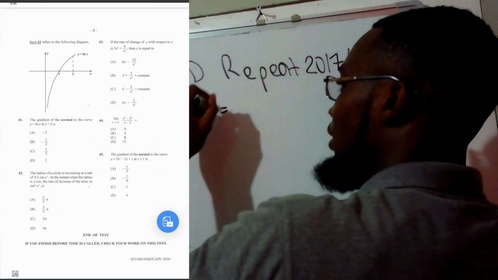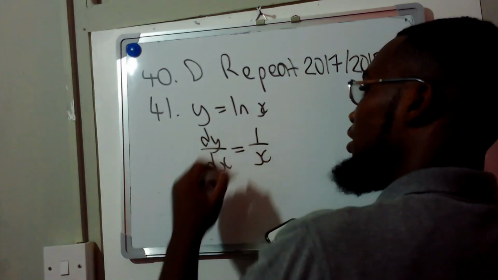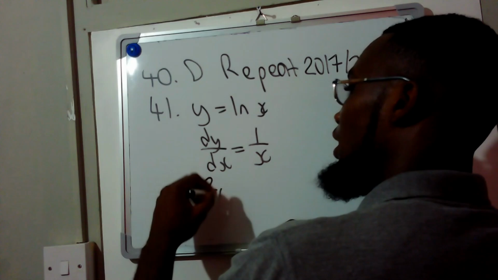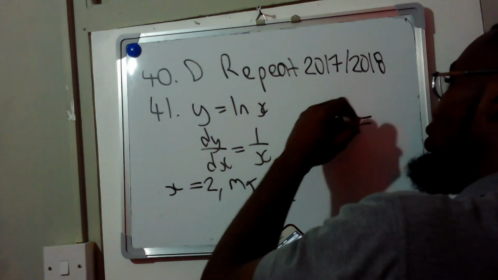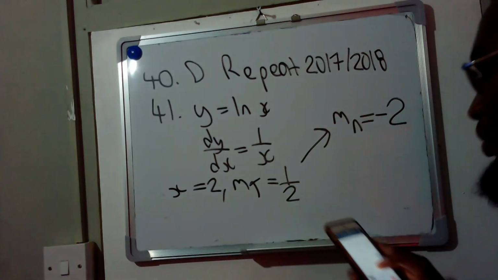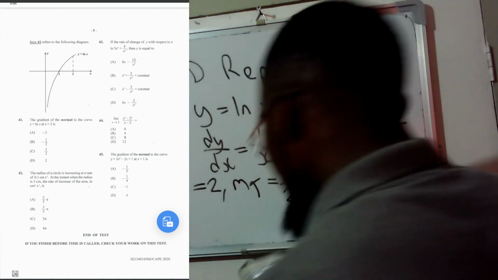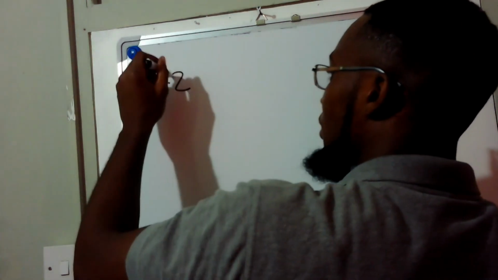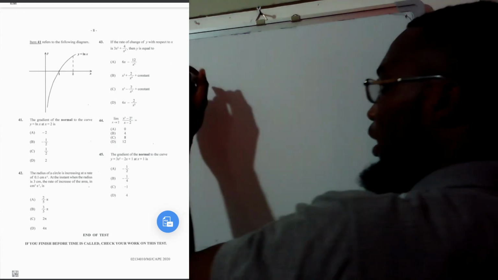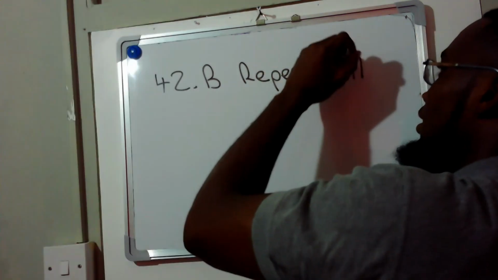y equals ln x, so dy dx is 1 over x. When x equals 2, the gradient of the tangent is 1 over 2, and so the gradient of the normal is negative 2. So negative 2 is the answer, which is option A. That's number 41. Number 42 is option B. That's a repeat from 2019.